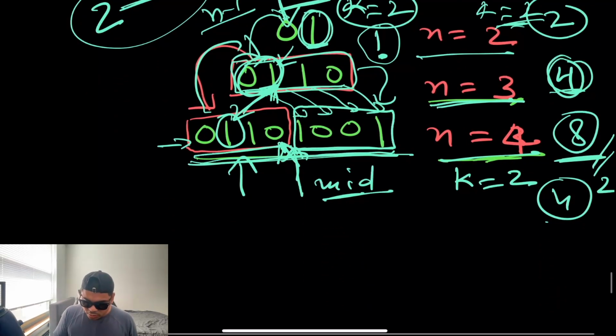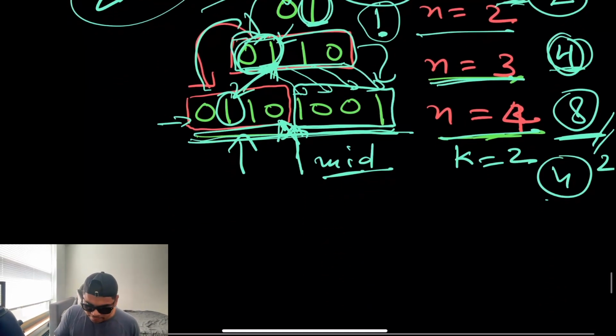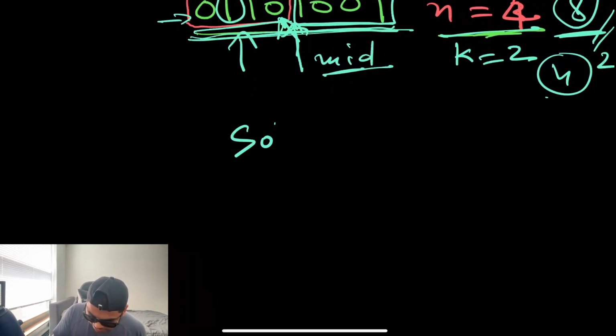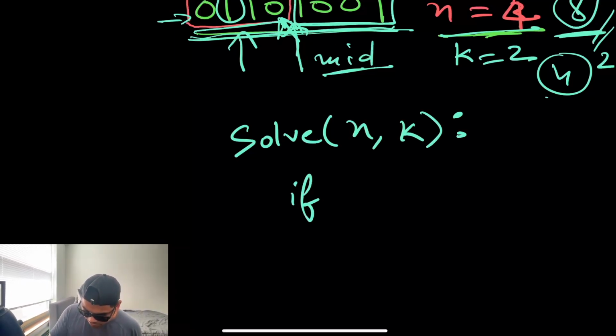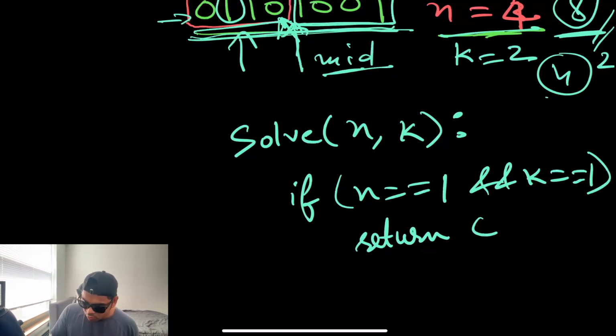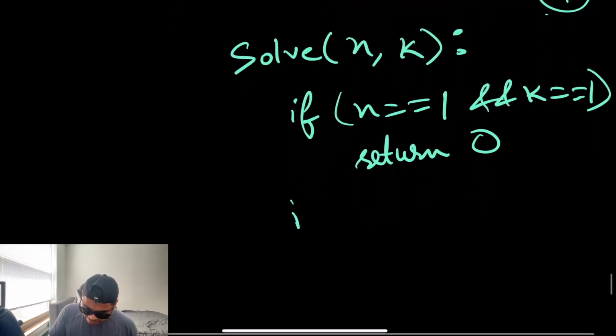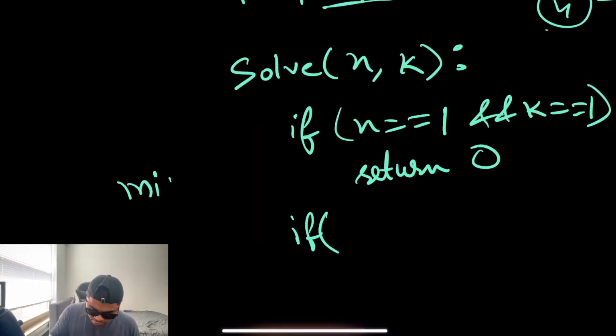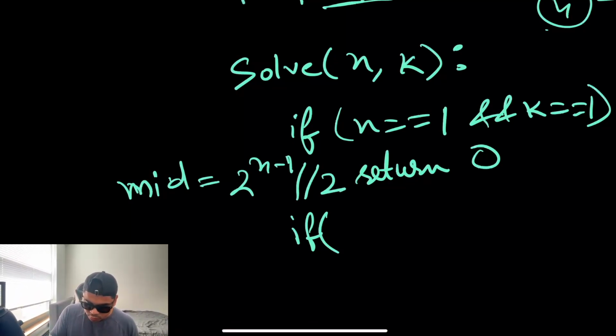not n minus 1. So basically, if I have a function, let me just write it. I'll have a function called solve, that solves for n and k, and if n is 1 and k is 1, then I return 0. That is my base case. And then let's find out the mid. So mid will come from 2 to the power n minus 1 divided by 2, right?